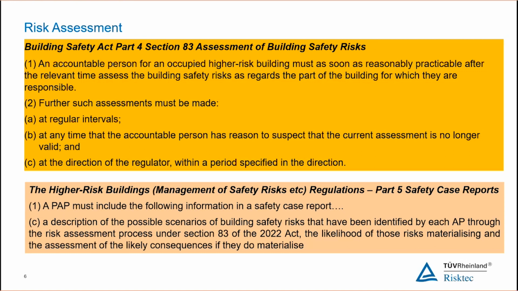We've got the parts from the Building Safety Act, Part 4, which, as we can see up there, says that an accountable person for an occupied higher risk building must, as soon as reasonably practical after a relevant time, assess the building safety risks as regards the part of the building for which they are responsible, and that these assessments must be made initially and then at regular intervals throughout the lifetime of the building, and at any time that the accountable person has reason to suspect the current assessment is no longer valid.